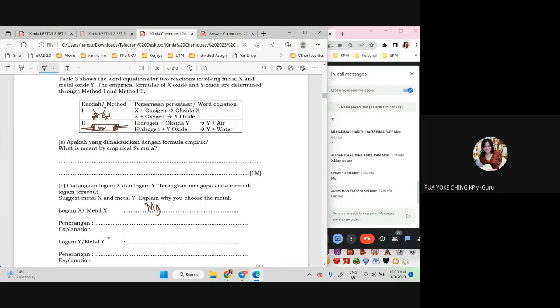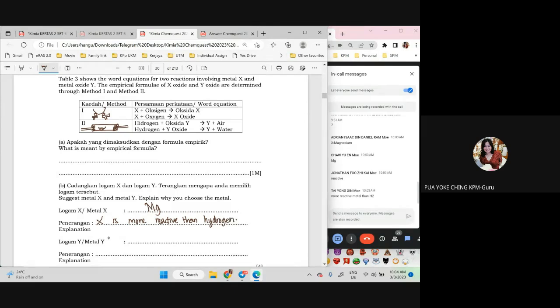Kalau kita jawab Mg is reactive metal, salah. Dia kena very specific. Mg is more reactive than hydrogen. Mesti banding dengan hydrogen. X is more reactive than hydrogen.